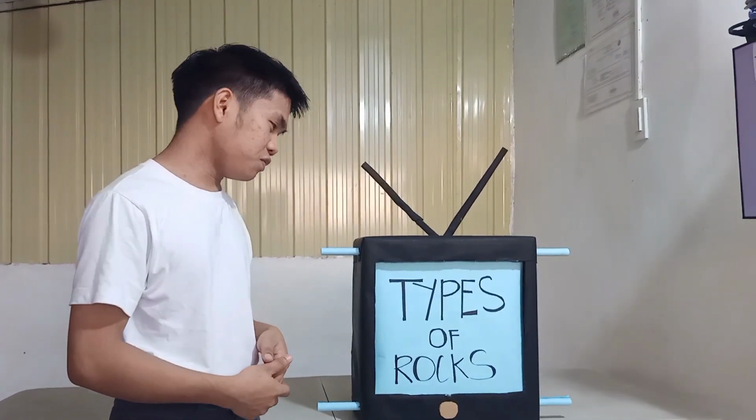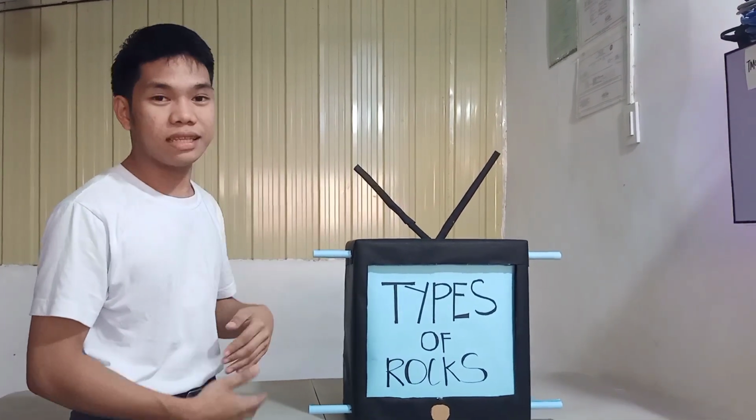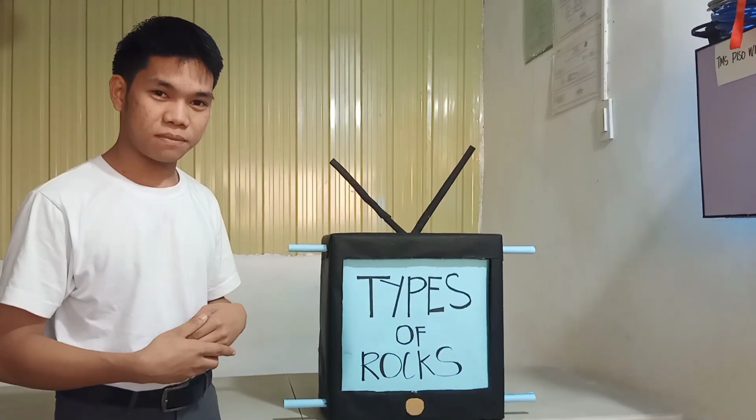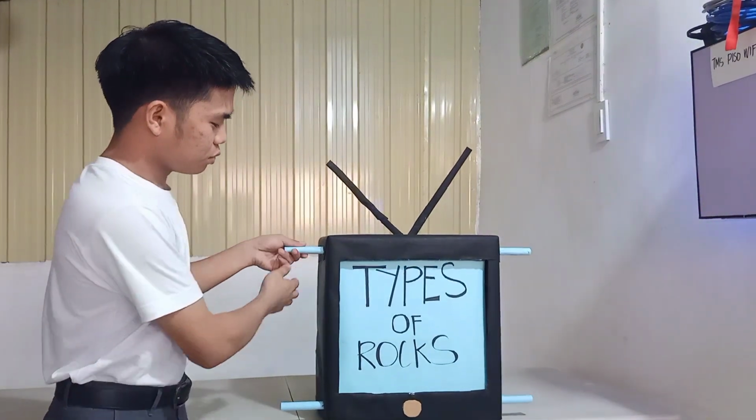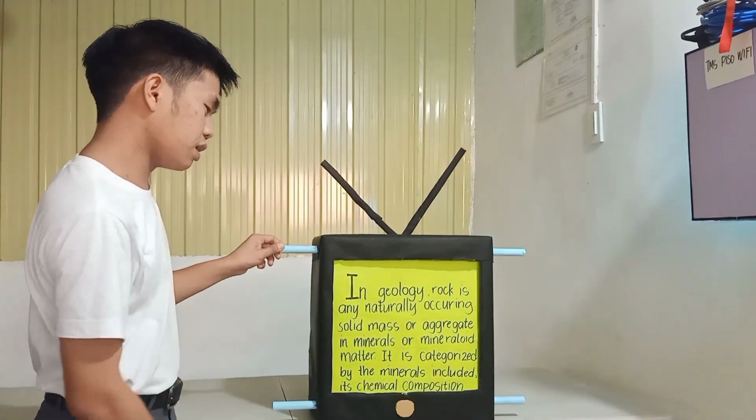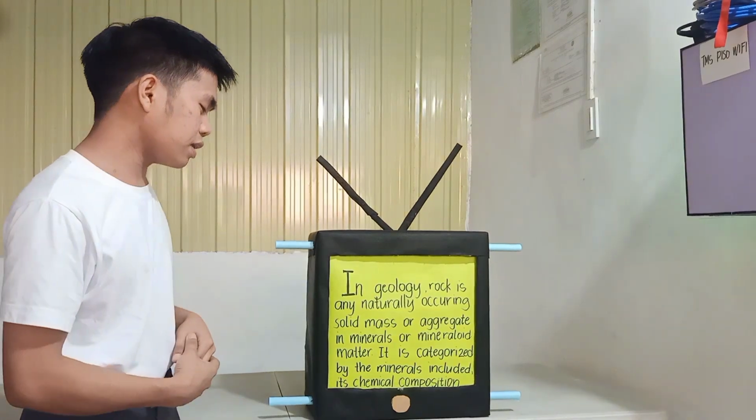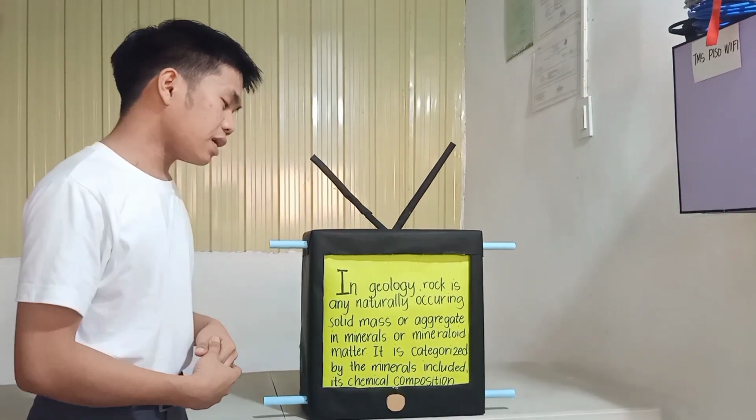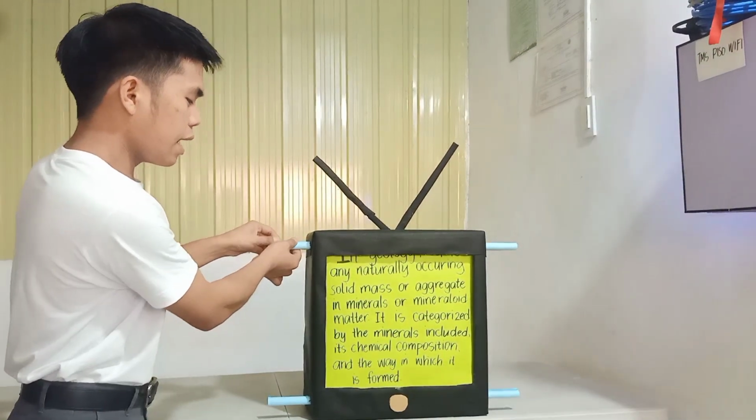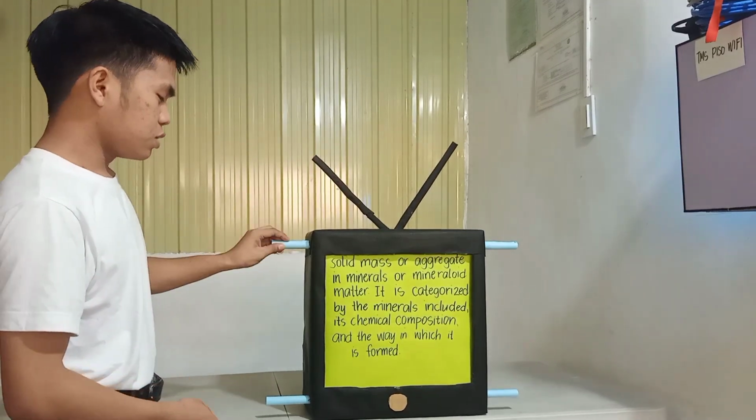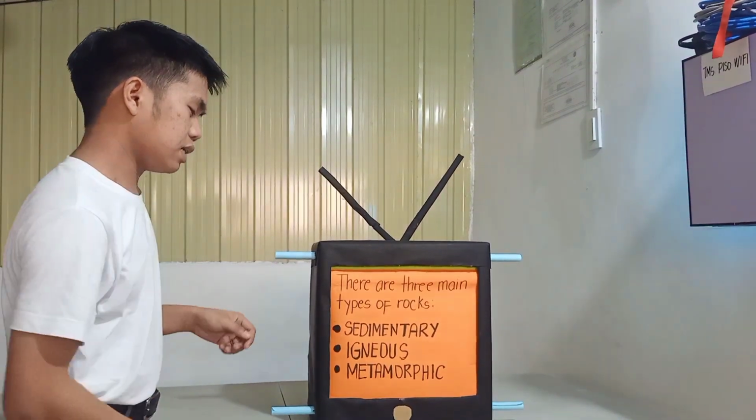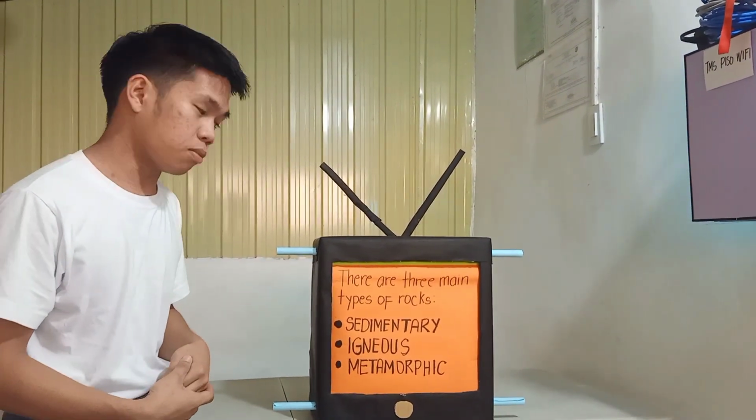Good day everyone. So I have here the improvised TV showcasing the types of rocks. When you hear the word rock, what comes into your mind? Very good. So rock, in geology, is any naturally occurring solid mass or aggregate of minerals or mineraloid matter. It is categorized by the minerals included, its chemical composition, and the way in which it is formed. Rocks are categorized into three: the sedimentary, the igneous, and the metamorphic rocks.